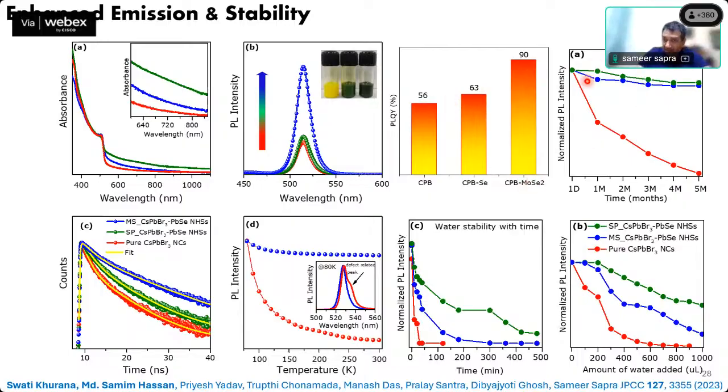The magic it does is it improves the PL stability with time. These are the ones with lead selenide. This is the one without lead selenide. It also improves water stability with time. Okay, and with the amount of water and with time. So when you do not have lead selenide, this just degrades very quickly.